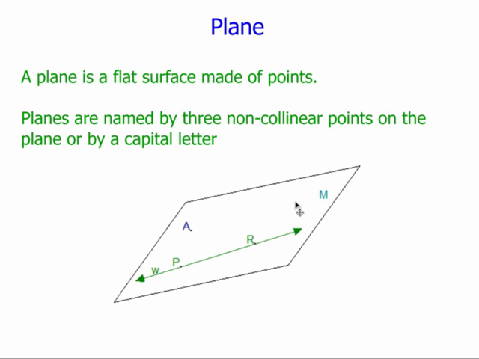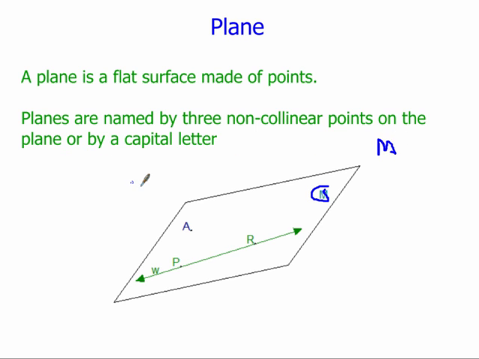Planes are named either by 3 non-collinear points on the plane or by a capital letter. So one way to name this plane is we could just call it plane A. I'm sorry, not plane A. A is a point. Sorry. We could just call it plane M. M is the name of this plane. So we could just say, well, this is plane M.